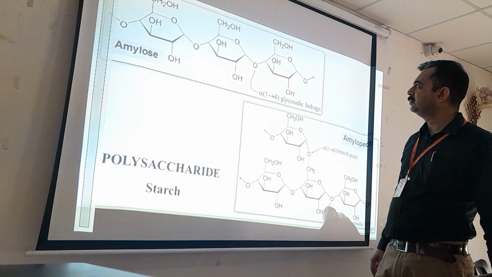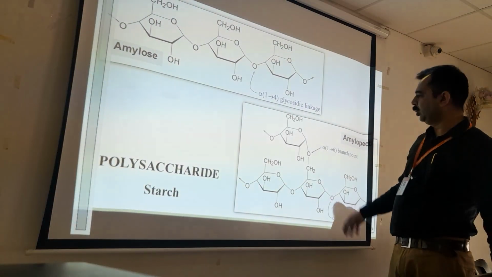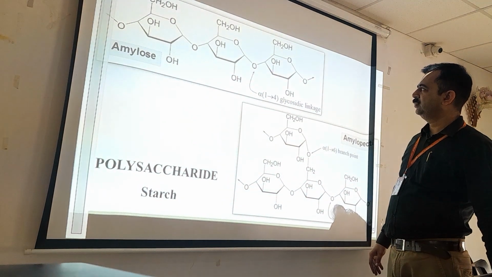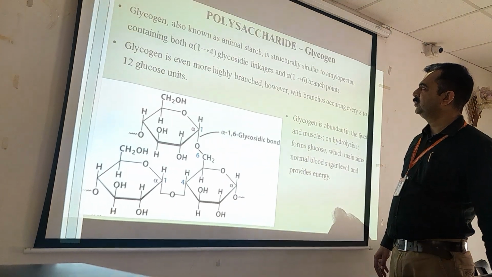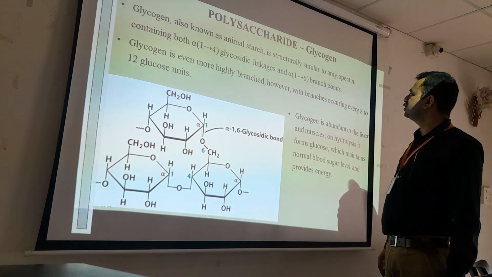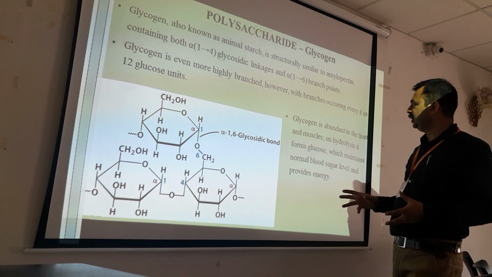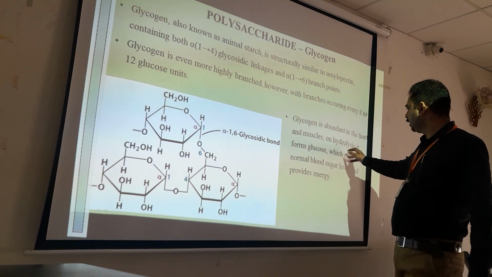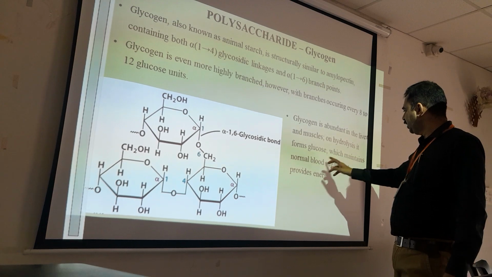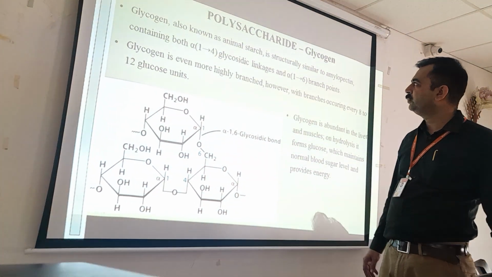See this. Structurally, if we see amylose, and this is amylopectin, starch. Glycogen is known as animal starch and is structurally similar to amylopectin. See this, structurally it is similar, but glycogen is abundant in the liver and muscles, and when needed it forms glucose, which maintains normal blood sugar level and provides energy to us.